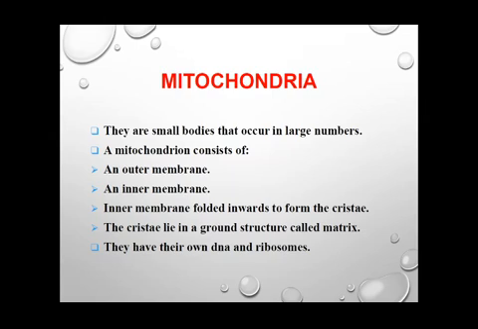Now, mitochondria are also small bodies which are found suspended in the cytoplasm of the cell, and they are present in large number inside the cell. The structure of mitochondria consists of an outer membrane and an inner membrane. They are double layered structures, double membraned organelles. Then the inner membrane gets folded inwards to form the cristae. This I will be discussing in the next slide with the help of the diagram. And the cristae lie in the ground structure known as the matrix.